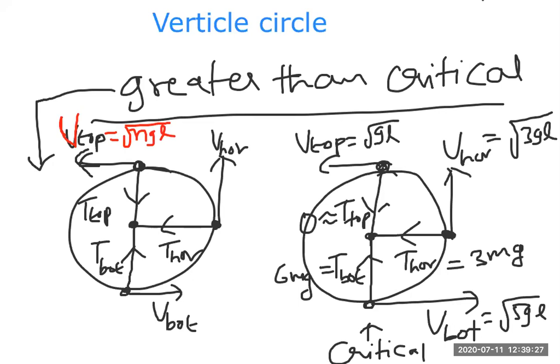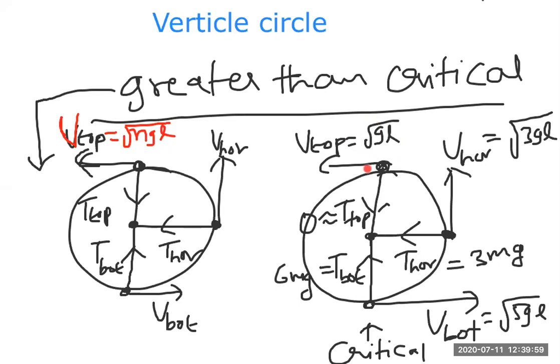Now compare these two: here root NGL, here root GL. Comparing the top velocity in critical and greater than critical, here n equals 1. So when the n value is 1, we call it critical.